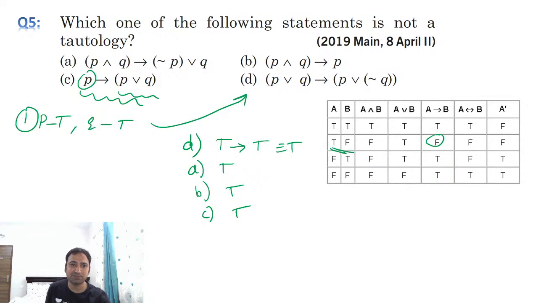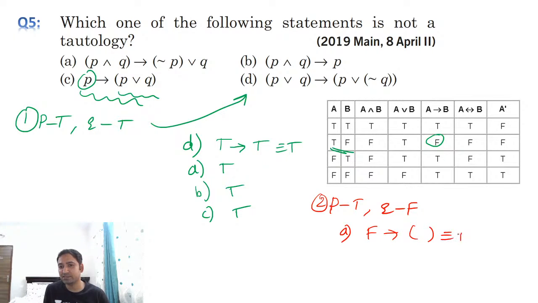Now let's take one more substitution. What substitution can we take this time? Now you take the second substitution. I am taking P is equal to true, Q is equal to false. So now let's verify the first option, guys. If you verify the first option, what are we getting? True and false. True and false is what, guys? True and false is false. False implies anything is true only, guys.